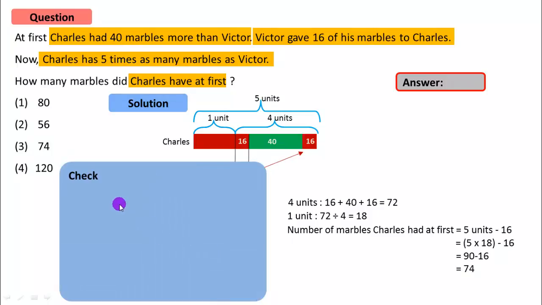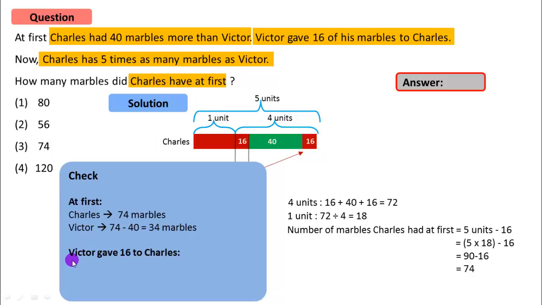But how do we check this? We know that at first Charles had 74 marbles from our working over here. So Victor would have had 74 minus 40, which is 34 marbles. We subtract 40 because we know that Charles had 40 marbles more than Victor at first. After the transfer, where Victor gave 16 marbles to Charles, Victor would have 34 minus 16, which is 18 marbles. And Charles would have 74 plus 16, which is 90 marbles.